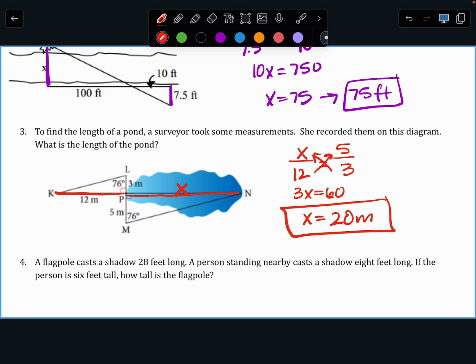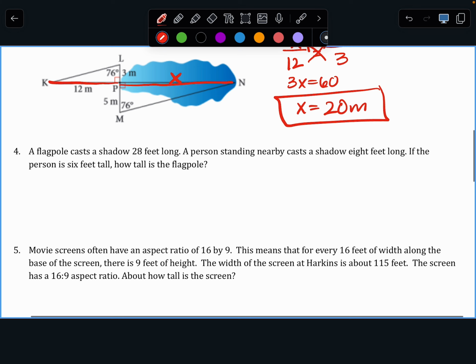When you're asked a question like, what is the length of the pond? Please include the units. That's part of answering the question. Like I'm asking you to tell me how far something is. How far has a unit, meters, feet, kilometers, whatever. Okay.